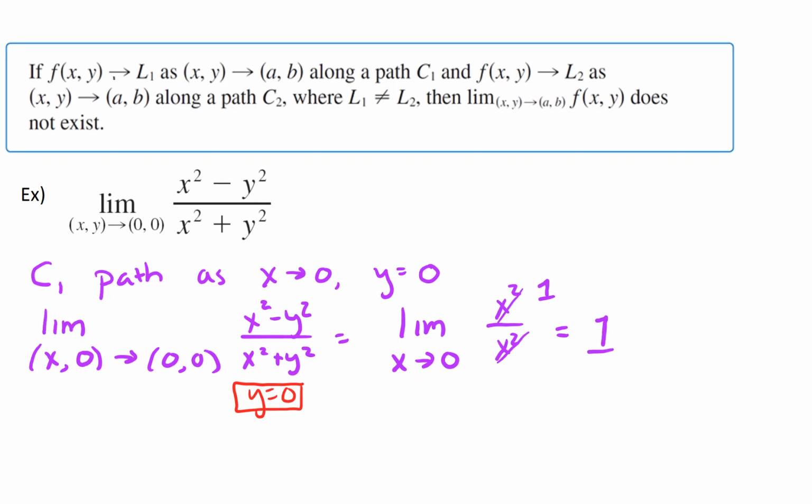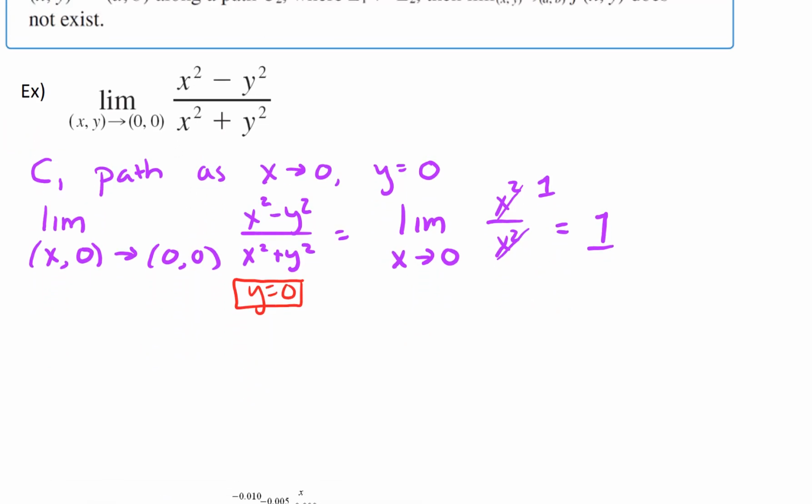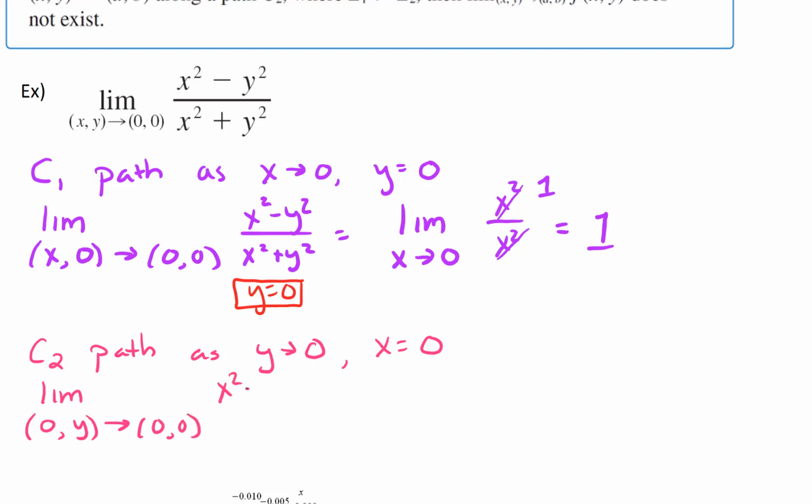Now let's look at a different path. So now let's look at the path given by C2. So we'll say C2 is the path as y trends towards 0, holding x constant at 0. In other words, we're looking at the limit as (x, y) goes to (0, 0), but x is 0. So the limit as y goes to 0 of (x squared minus y squared) over (x squared plus y squared). Plugging in x equals 0, we have the limit as y goes to 0 of negative y squared over y squared, and canceling there we just get a negative 1, and the limit of this constant negative 1 is negative 1.